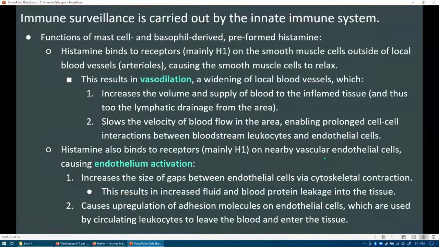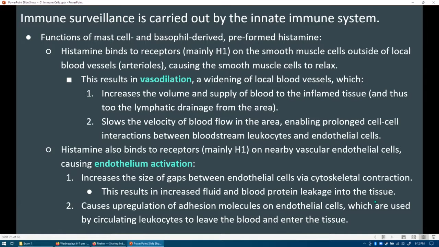So it binds to H1 receptors on nearby vascular endothelial cells, and it causes this really important thing called endothelium activation. And this again is two components, it's twofold. First, endothelium activation means that the size of the gaps between adjacent endothelial cells is increased. Because the endothelial cells physically contract and become smaller, they move apart from each other. They're still linked by desmosomes, okay, but those desmosomes are a little bit more lenient in terms of what can pass through them. This results in increased fluid and blood protein leakage into the tissue.